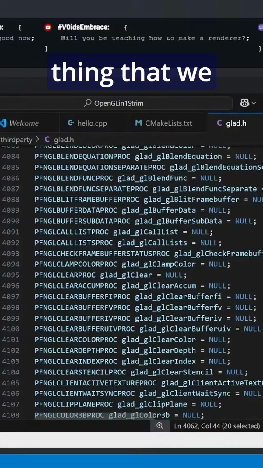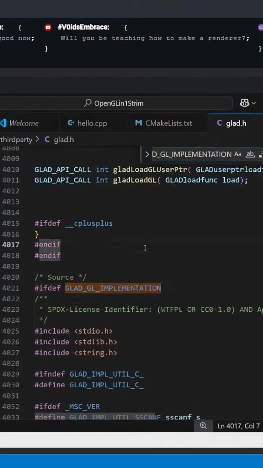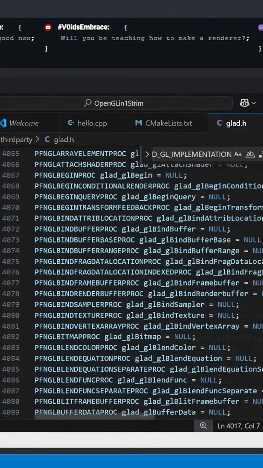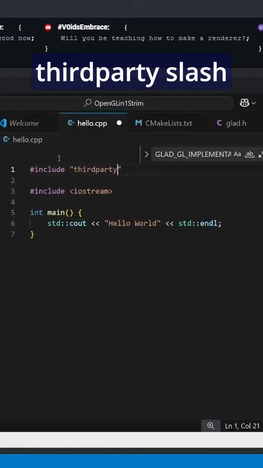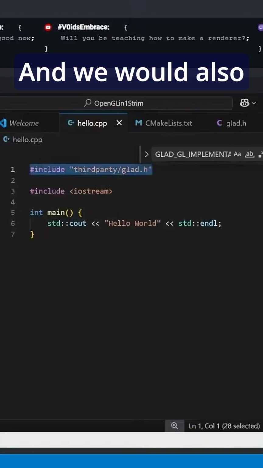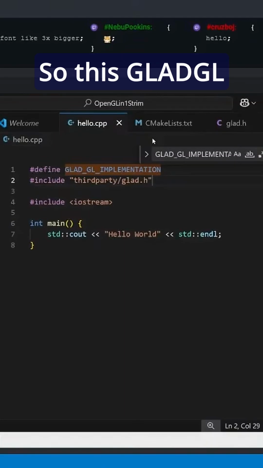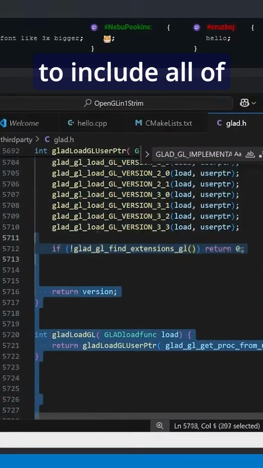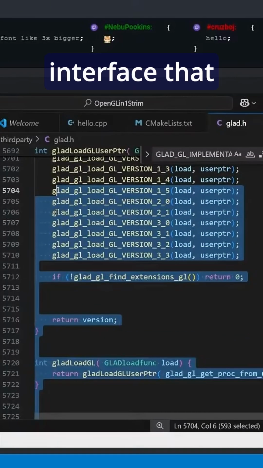But the important thing that we want to talk about is this GLAD_GL_IMPLEMENTATION part. So they're going to hide away the interface that loads all of the stuff from the implementation. So in one file, we would like to include third-party/glad.h, and we would also like to define this GLAD_GL_IMPLEMENTATION. This thing is going to tell us we would like to include all of these definitions for how the code should work. We don't want to just have the interface that tells us what's available. We want to actually be able to load it.